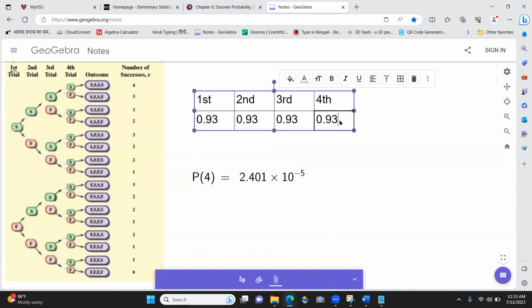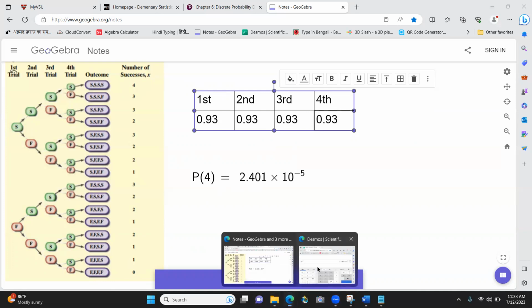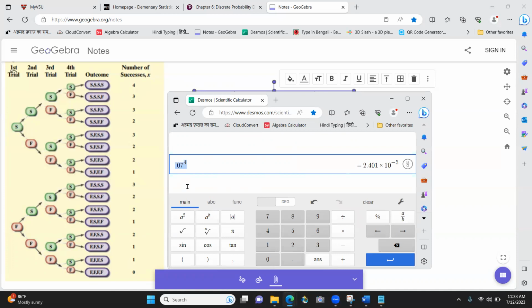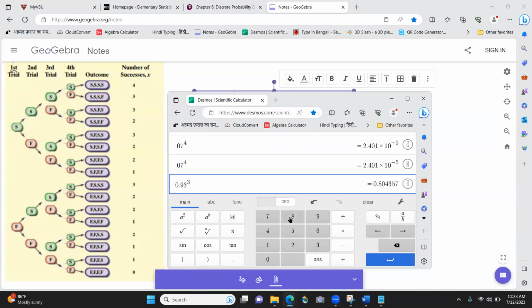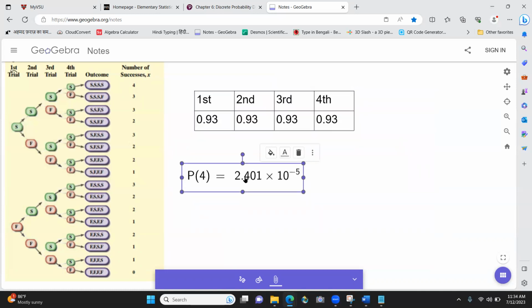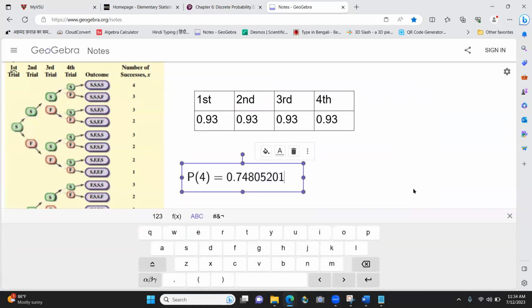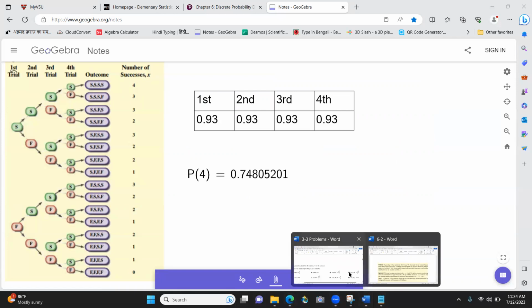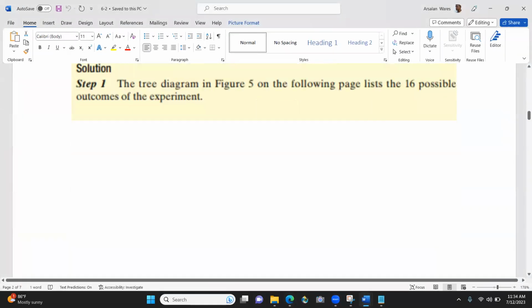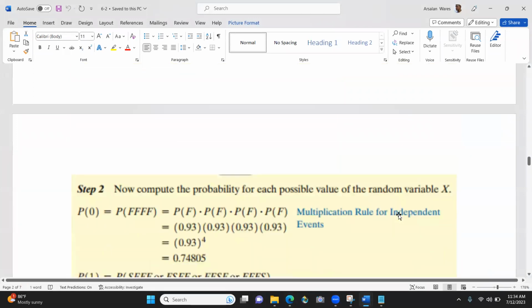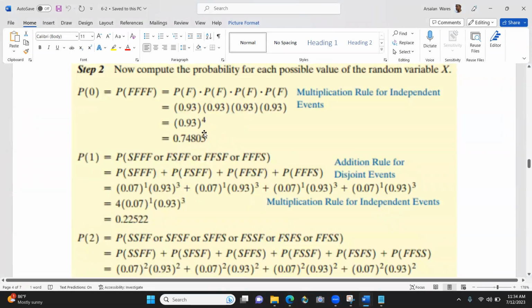Now, this is the only situation where that'll happen, right? Failure, failure, failure, failure. You multiply all of them, and I'm going to go back here in my calculator, and this time I'm going to say 0.93 to the power 4, and I'm getting this. I'm going to check some of the answers in the book, okay? 0.741, 0.74. Let's see if we messed that up. 0.74, we got that one right, okay?